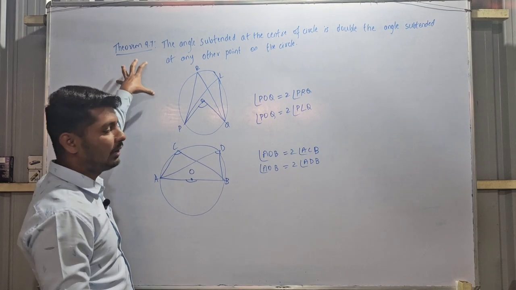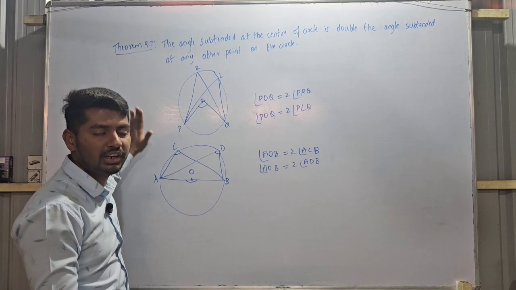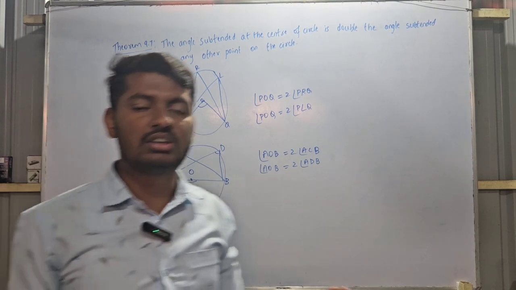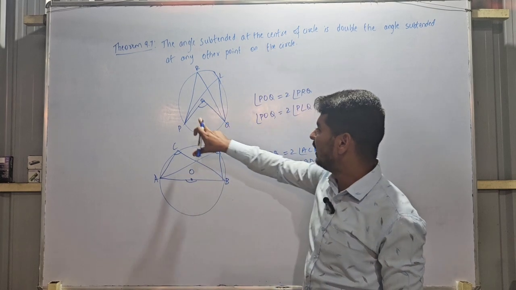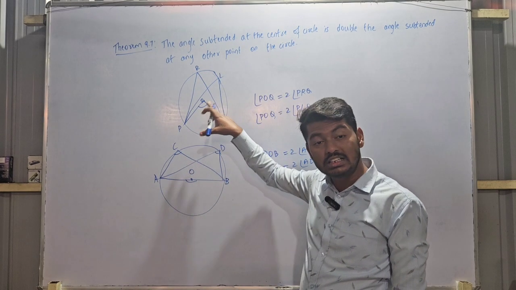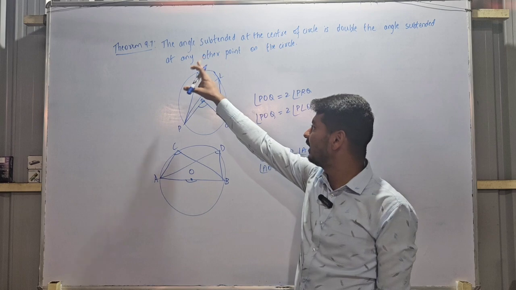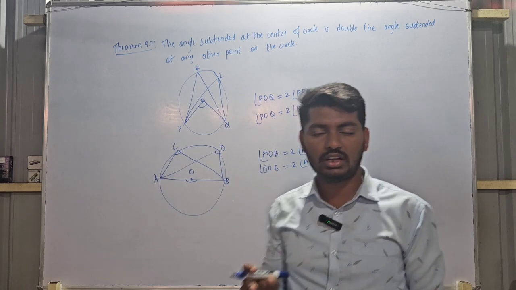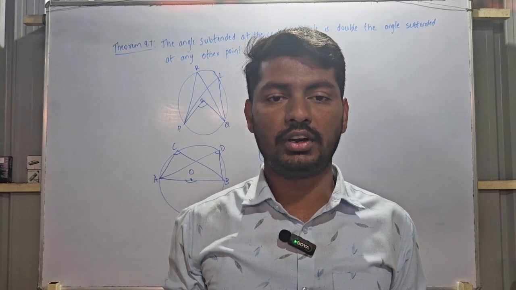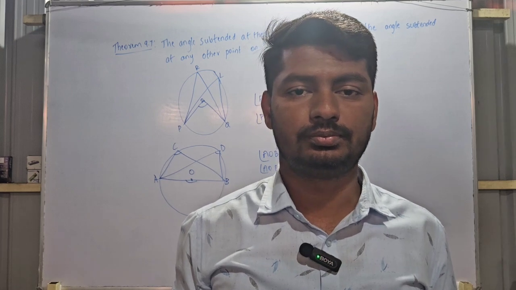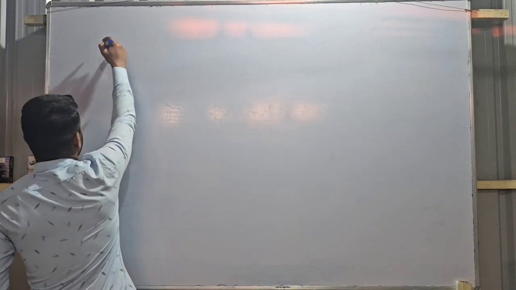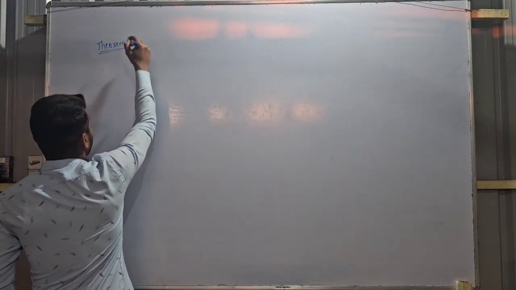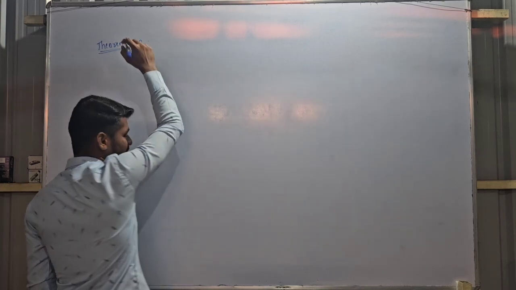So this is the statement of theorem number 9.7. Okay, students, here the angle subtended at the center is double the angle subtended at any other point. Now we shall discuss theorem number 9.8. What is the meaning of theorem 9.8?